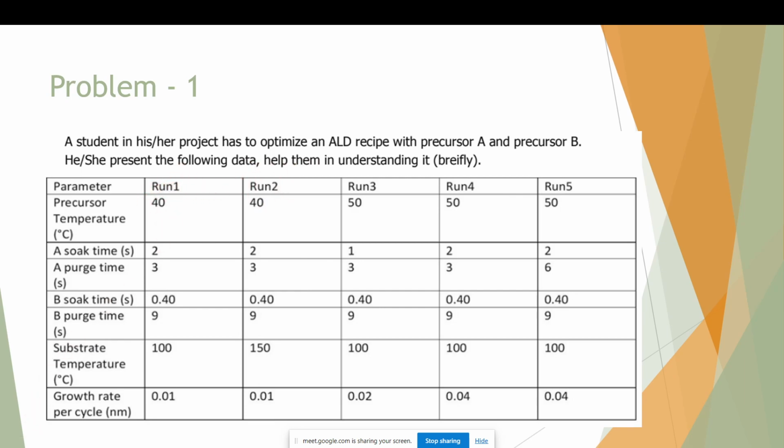Like any ALD recipe, in each run, first we will give a dose of the precursor, so basically first we will soak the precursor A. We have two precursors. Then there will be a purge in which we will send just nitrogen that will remove the precursor A from the chamber. Then we will put precursor B, and then there will be a purge of B, again nitrogen gas that will remove B from the chamber. So that will be the process flow.